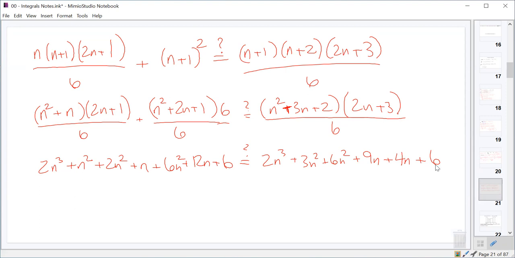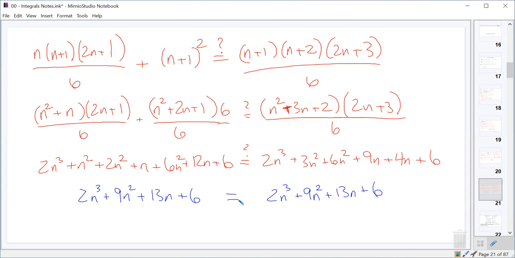And now if I combine like terms, we end up here on the left with 2n cubed plus 3n squared, plus another n squared, 2n squared, and 6n squared. So we actually got 9n squared. 12n and n ought to give us 13n. And then just a 6 is left. And then on the other side, we've got a 2n cubed. We've got 3n squared plus 6n squared, which is 9n squared. We've got 4n and 9n, which is 13n. We've got a 6. And so it would appear that these two things are equal to each other.